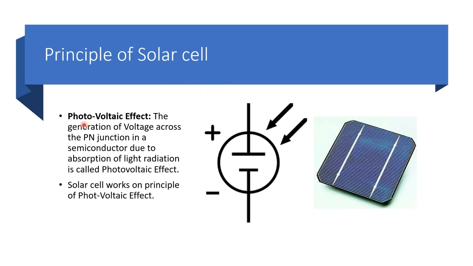The principle behind a solar cell is the photovoltaic effect, the generation of voltage across the PN junction in the semiconductor due to absorption of light radiation. So the process of production of electrons due to the strike of photons is known as the photoelectric effect, and the process of production of electricity due to movement of electrons, which is caused by absorption of light radiation, is known as the photovoltaic effect, and a solar cell works on the principle of the photovoltaic effect. This is an example of how a solar cell looks, and this symbol represents a photovoltaic cell.